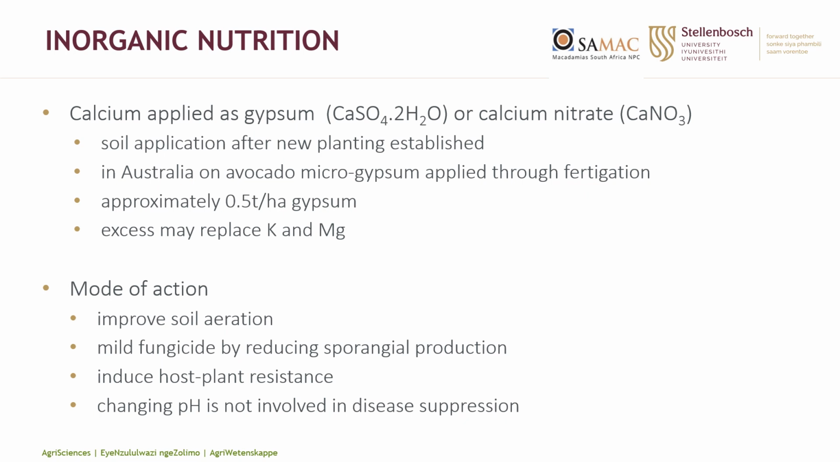So the mode of action of calcium against Phytophthora is very interesting. First of all, with long-term application, it improves soil aeration, and therefore it reduces waterlogging in soil, which will favor Phytophthora. And then it also has a mild fungicidal activity against Phytophthora, specifically the spore type sporangia, and then it can also induce host plant resistance. So the mode of action here isn't pH, but it's rather direct fungicidal activity, host-induced resistance, and also improving soil aeration.